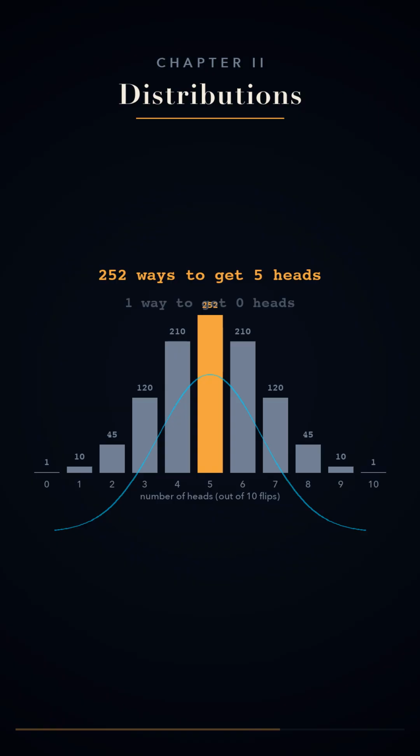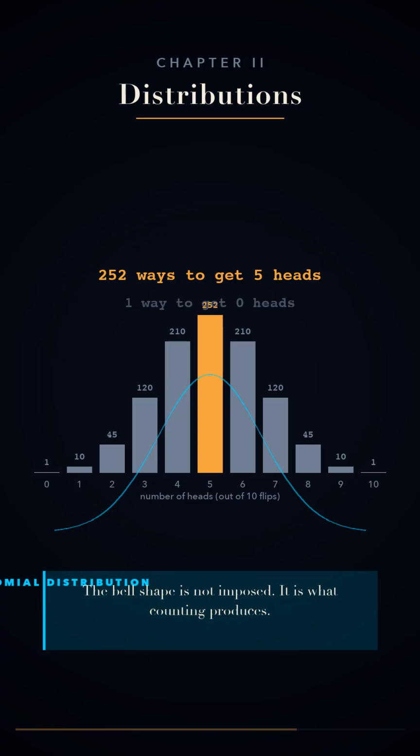This is the binomial distribution. It is not an assumption. It is not a model imposed on reality. It is what counting produces when you let it run. The bell shape is not a choice. It is a consequence. From distributions, we extract summaries.